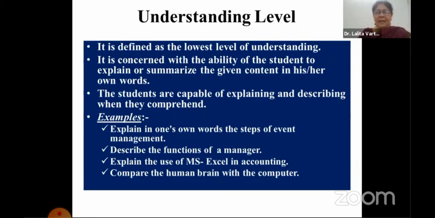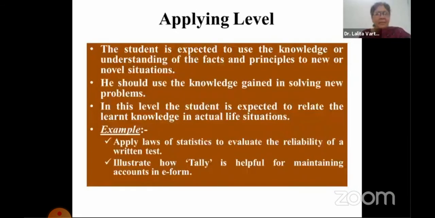So the questions like, explain in your own words the steps of event management, or describe the functions of a manager, or explain the use of MS Excel in accounting, or compare the human brain with the computer. These types of questions focus on the comprehension of the students, or the understanding level of the students, and we are talking of the second stage of Bloom's hierarchy. Going one step ahead, we talk of the applying level.